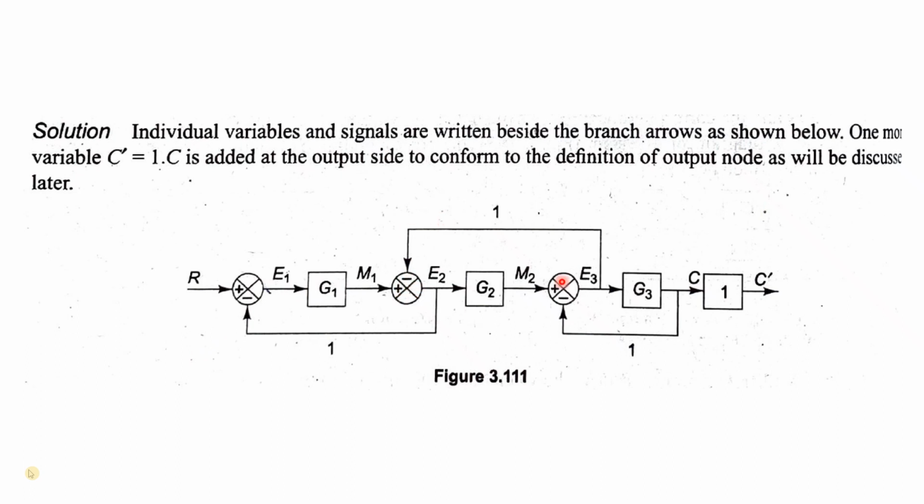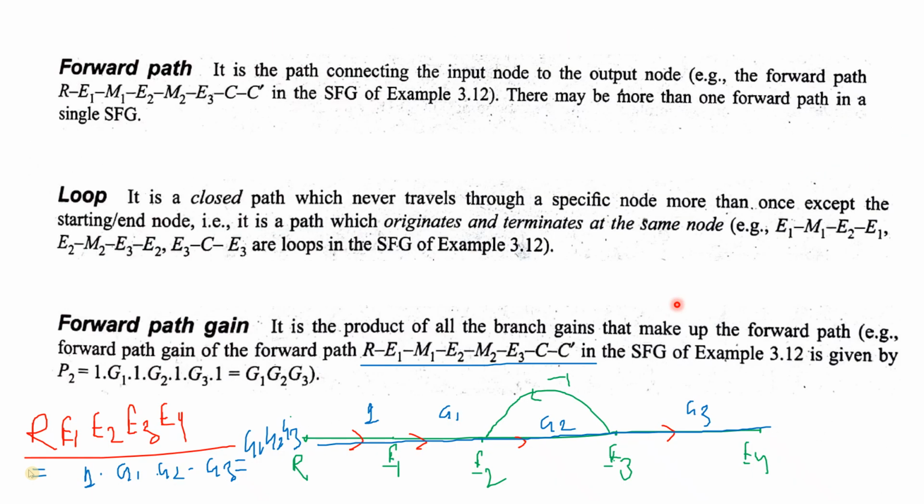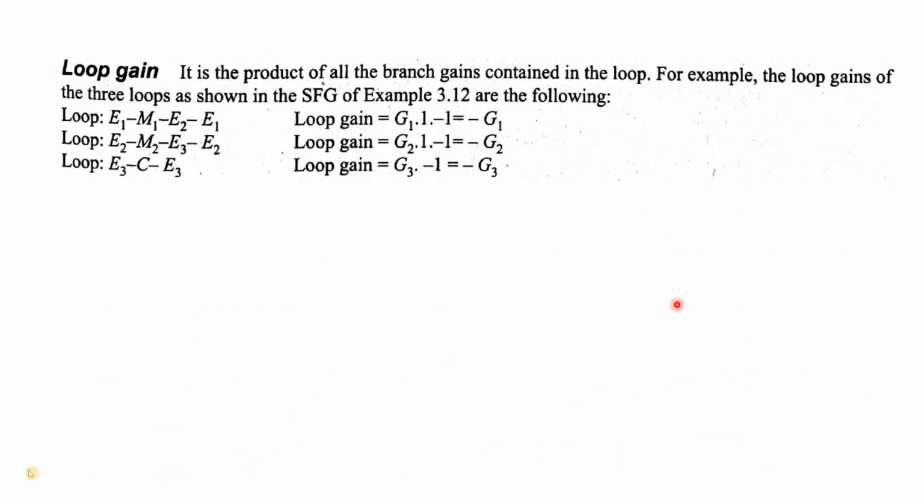Because it is very similar to here. Here also, suppose the summation points are not there, then if two blocks are side by side in series, we multiply. Similarly, here also we have to multiply. Okay. Then loop gain.